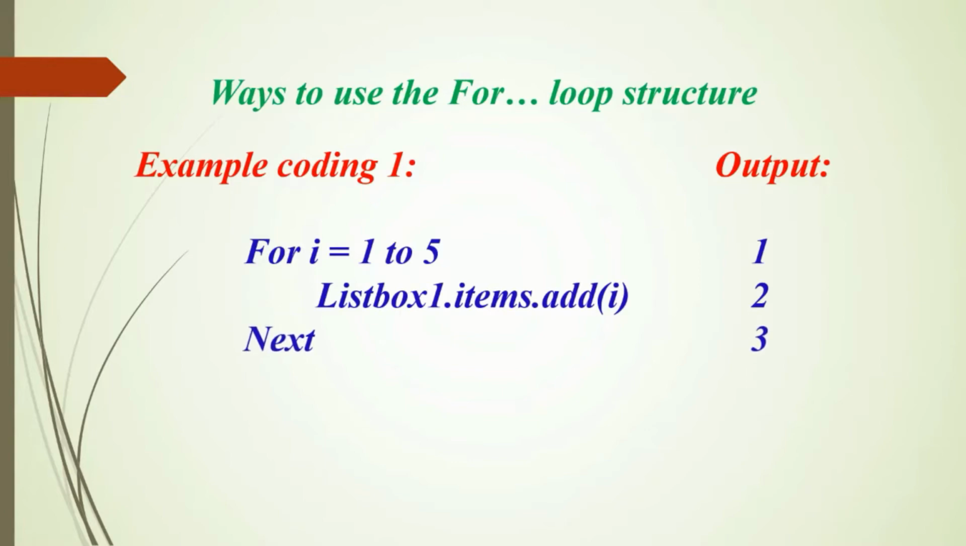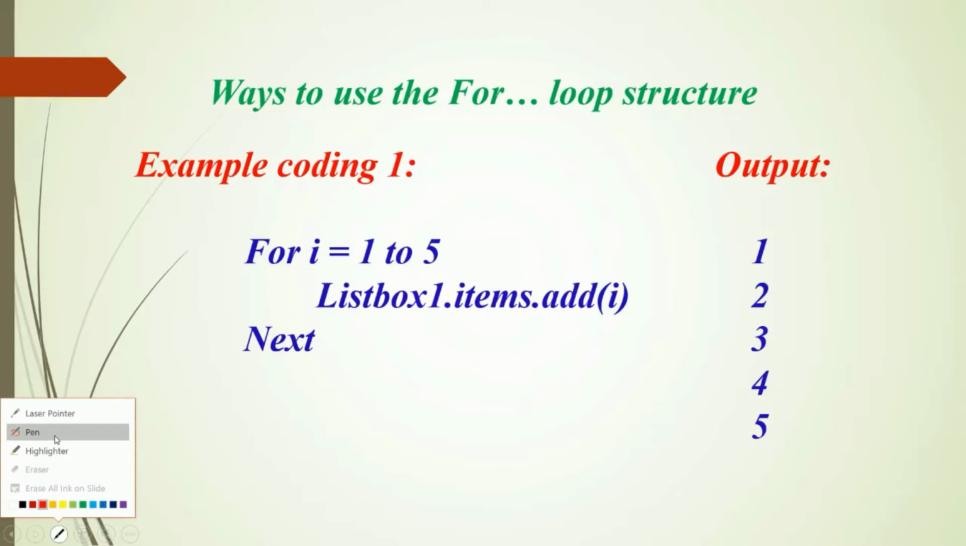Students, I will now explain the coding here. Observe the coding clearly. For I is equal to 1 to 5. Here for is a keyword and I is a counter variable. For I is equal to 1 to 5, ListBox1.Items.Add(I), Next.